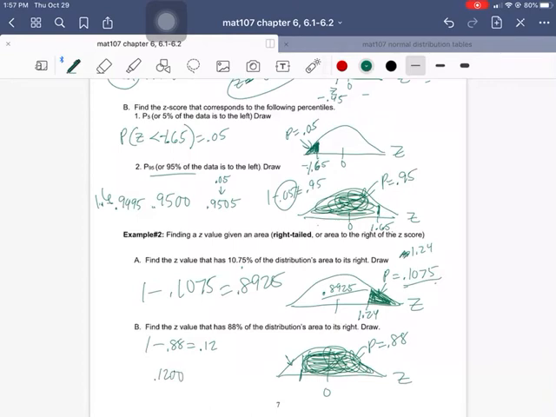So if you look up 0.1200, you're going to have 0.1190, and you're going to have 0.1210. You want to go with the larger one. This one is under 0.08 and negative 1.1. So this answer is negative 1.18. Or you can go to the positive table, look up 0.88, and you'll get positive 1.18, and just add a negative in front to make it make sense. Okay?